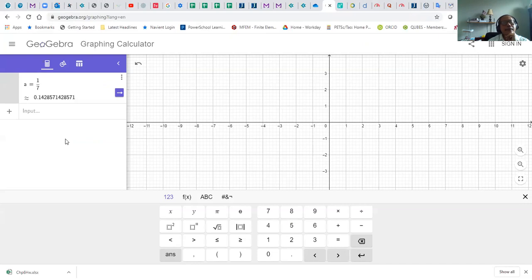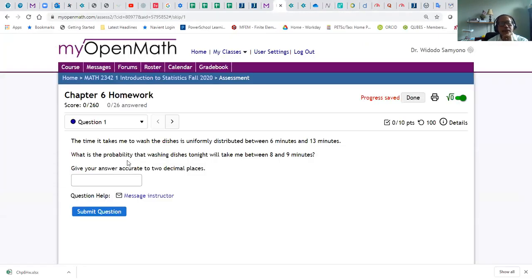So 2 decimal places will be 0.14, right? Okay, so the answer here will be 0.14.